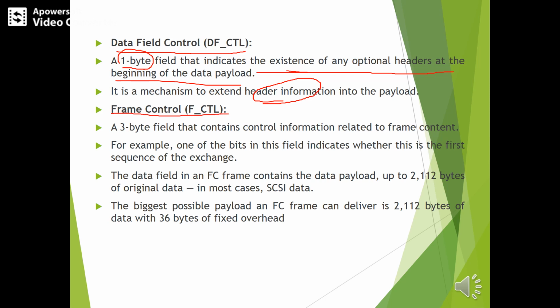So the frame control field is of 3 bytes. It contains control information related to the frame content. Frame control specifies a set of control information related to a frame's content. For example, one of the bits in this field indicates whether this is the first sequence of exchange or not. Out of 3 bytes, one particular bit will specify that.